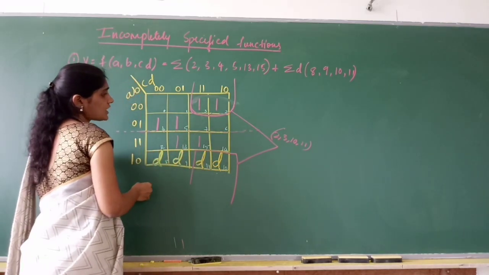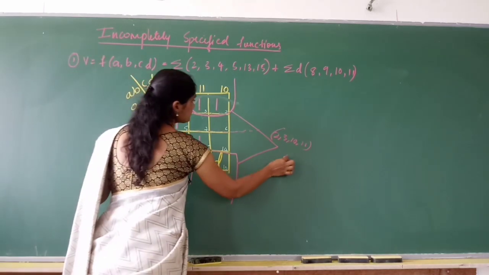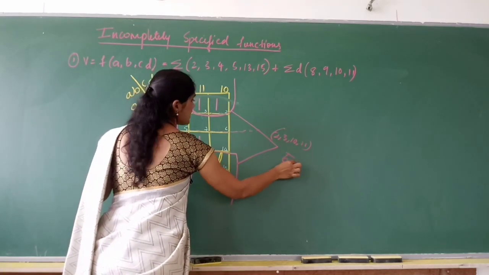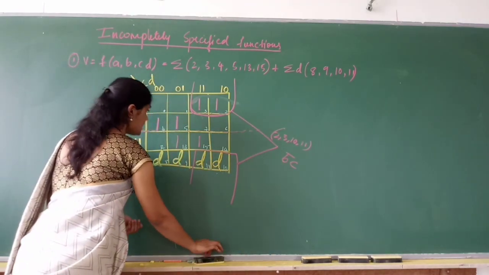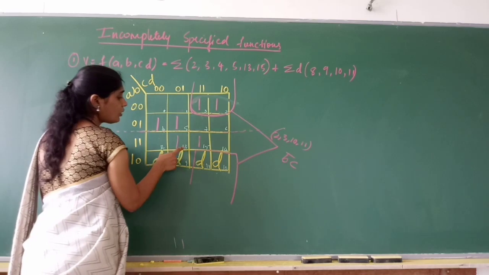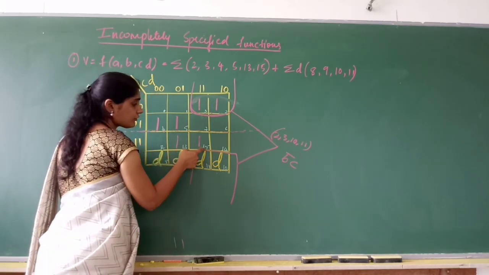So what is the equation I get when I group 2, 3, 10, 11? I get B bar C. Similarly, now how do I group 13 and 15?